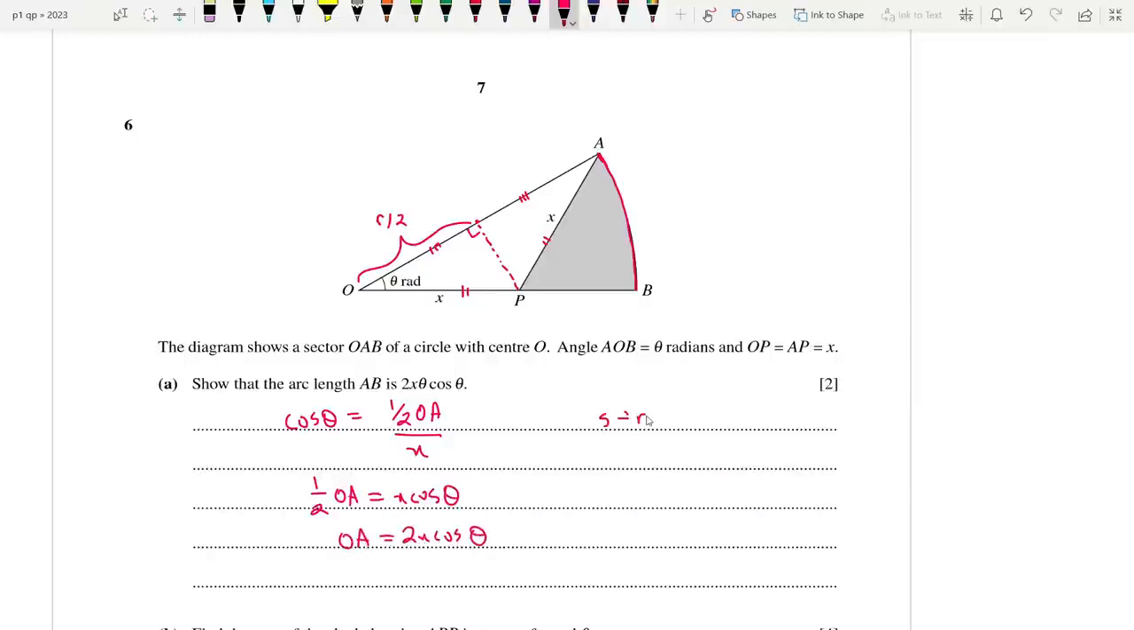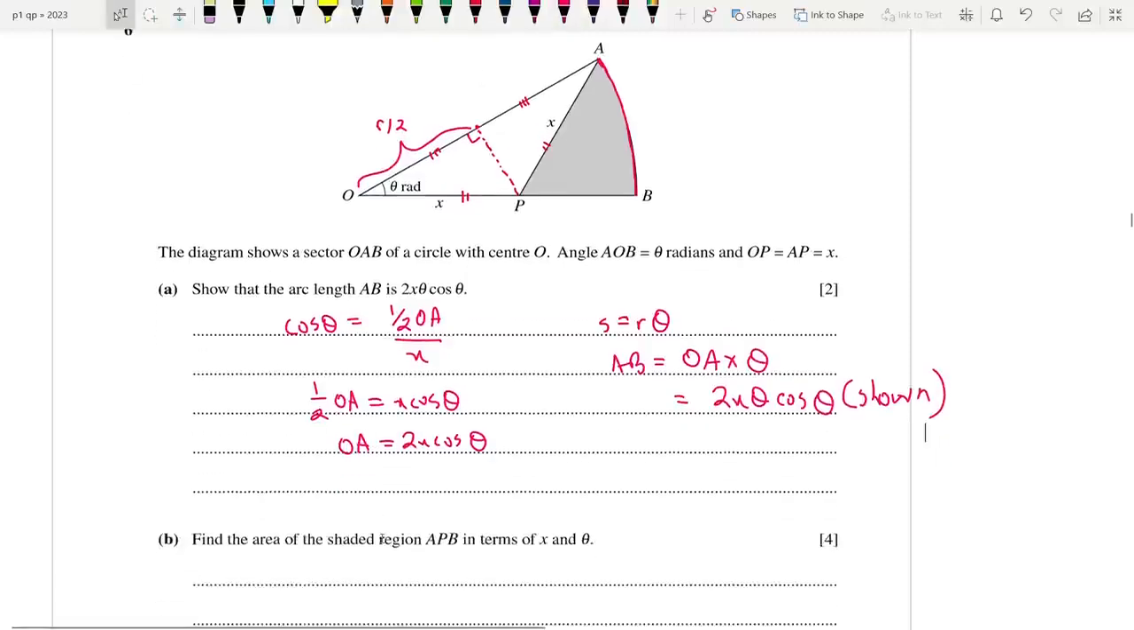Now arc length s equals r theta. So we can say that AB is equal to OA times theta, which is 2x theta cos theta. Is that fine? It was a bit tricky if you didn't know where to look at it, you didn't know the perspective. No?